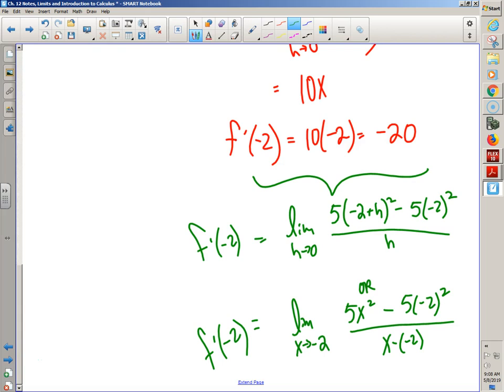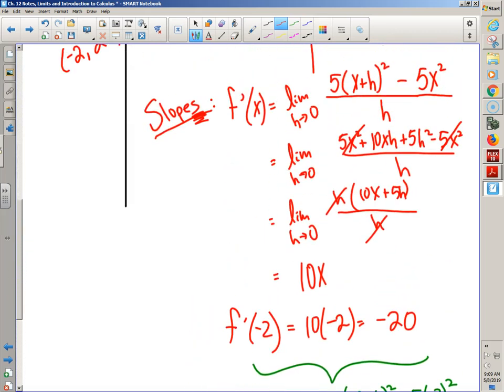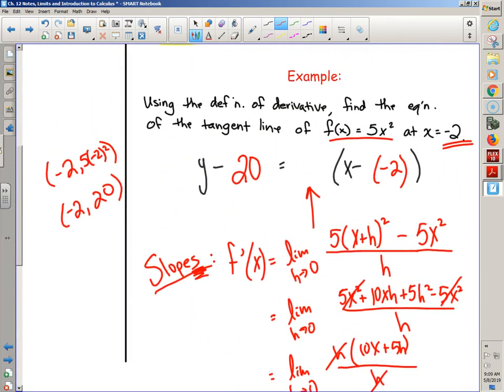Okay? Anyway, long story short, what's my slope? Negative 20. So I come up here. Oh, nope. Need more. What am I going to plug in this spot?